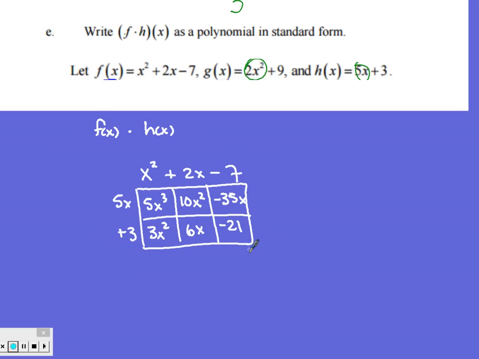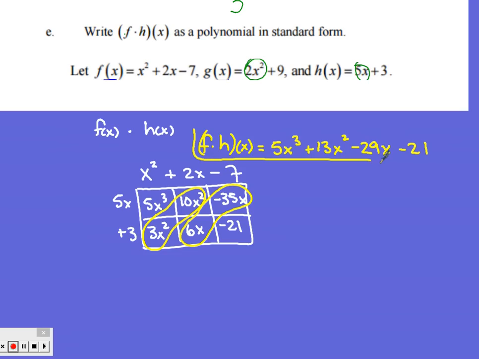All right. So then you are going to add up like terms, and my like terms tend to make this diagonal pattern. So in total we have 5x cubed, we have 10 plus 3, so we have 13x squared. We have, let's see, negative 29x and negative 21. So f times h of x would equal that.